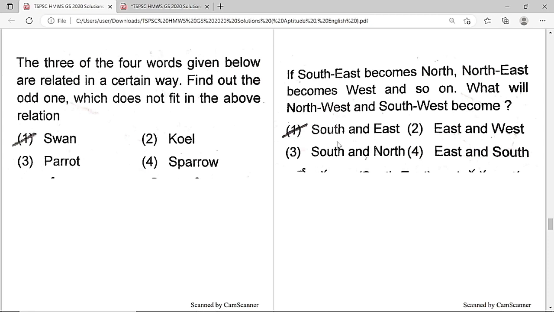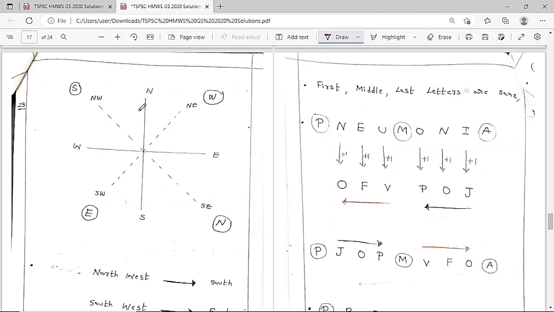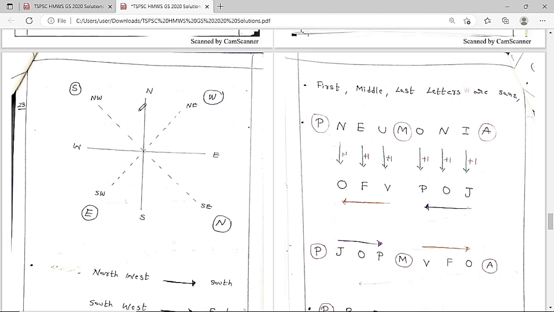Means northwest will become south and southwest will become east. So this is the correct solution of this question. So let's solve this numerical. You can see clearly from this picture, I have drawn all these things.